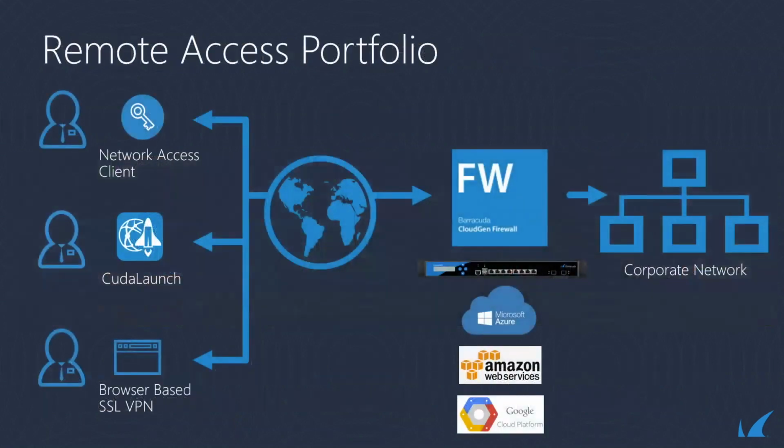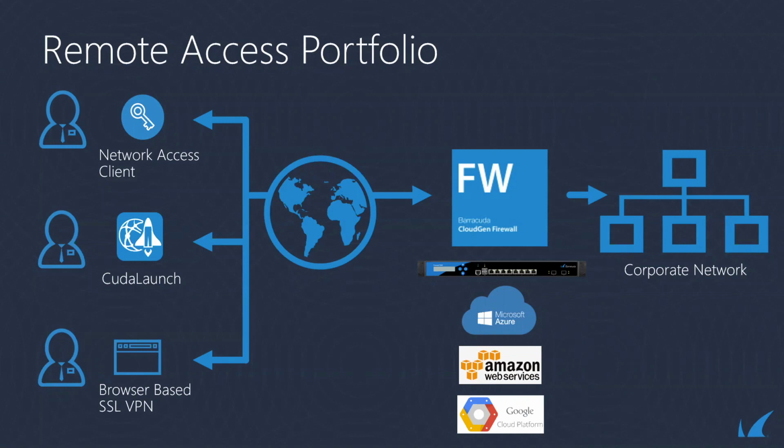The Barracuda Remote Access portfolio is available in a couple different flavors, and they're all delivered from the Barracuda CloudGen firewall. The CloudGen firewall is available as a physical appliance. It can also run as a virtual machine on popular hypervisors such as VMware and Hyper-V. And it's also available in the major cloud platforms such as Microsoft Azure, AWS, and Google Cloud Platform.